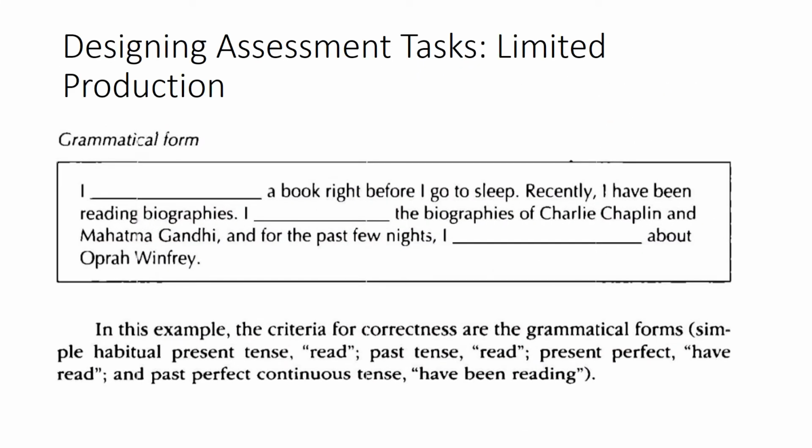you see here a very short paragraph of 2 sentences. In this example, the criterion for correctness is the grammatical form. So in all these 3 blanks, there is only one verb that should be used, which is the verb read. But of course, the verb read here should be used in different tenses, depending on what? Depending on the meaning of the sentence. Okay?